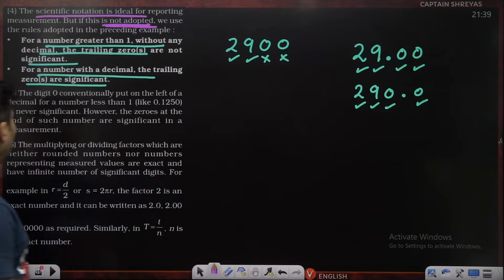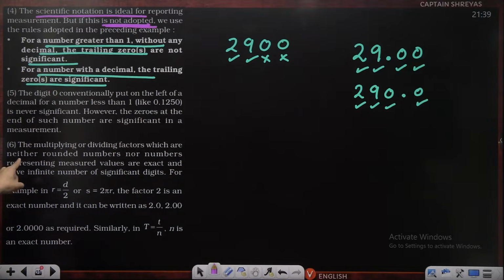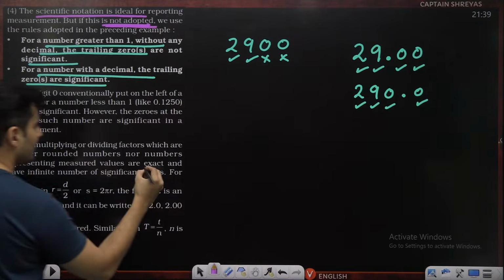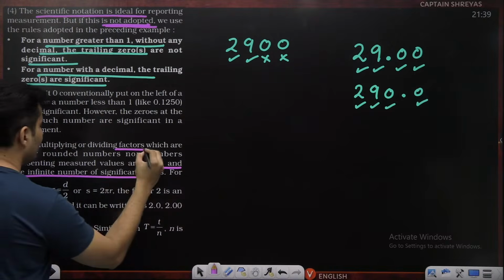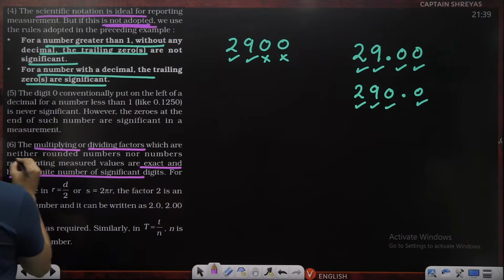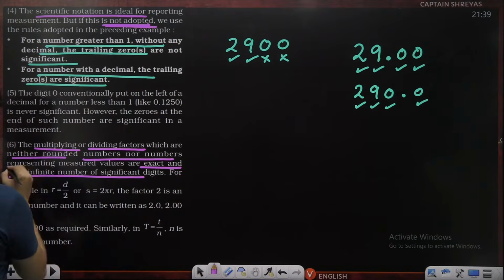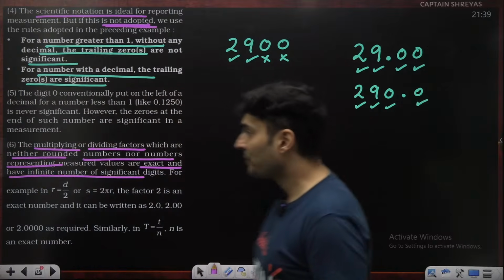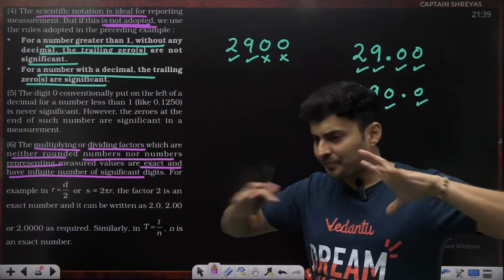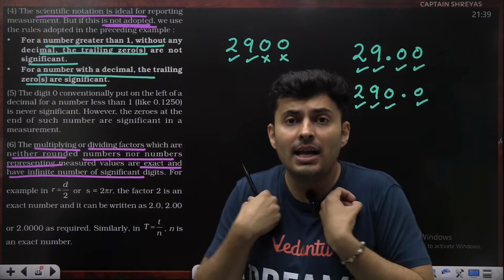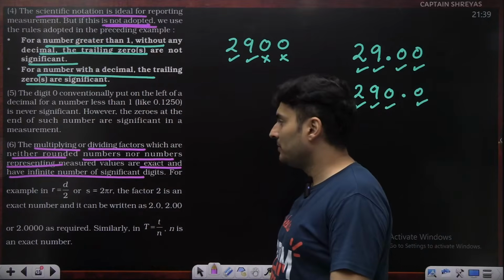Now, the last rule is multiplying or dividing factors which are neither rounded numbers nor numbers representing measured values are exact. They have infinite number of significant digits. Exact, and they have infinite significant digits. These dividing and multiplying factors are neither rounded nor measured, they are exact numbers like constants. For example, the value of pi, value of e, these are constants which have infinite, or you can take as many significant numbers as you want.